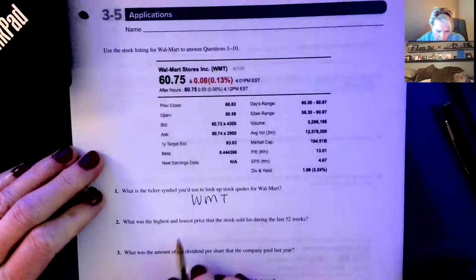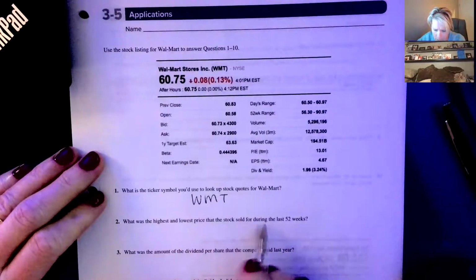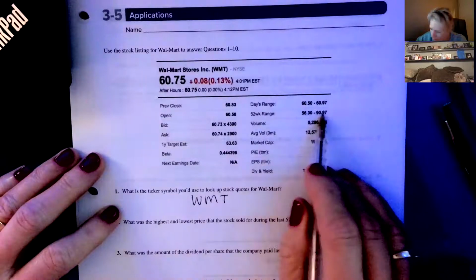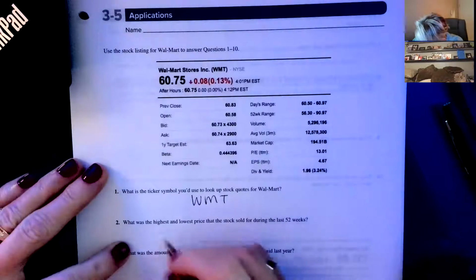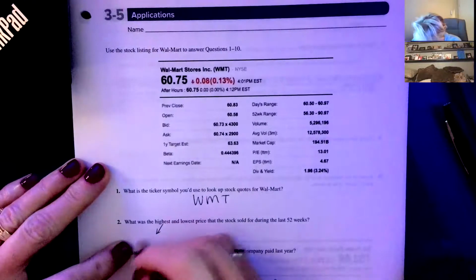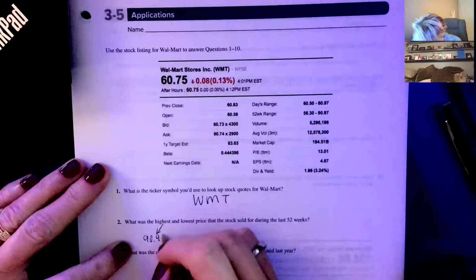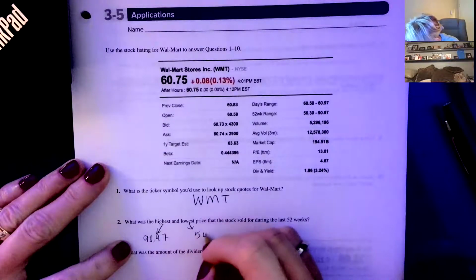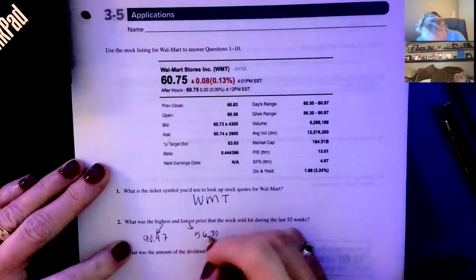What was the highest and lowest price that the stock sold for during the last 52 weeks? And that's going to be our 52-week range. So the highest is the 90.97. And the lowest is the 56.30.